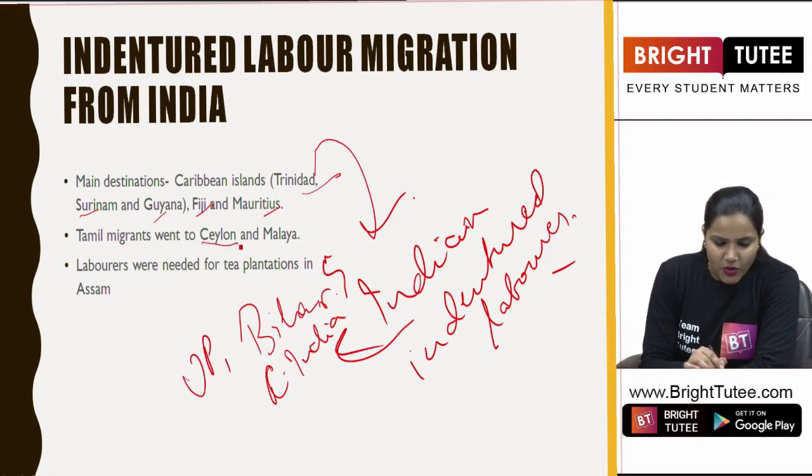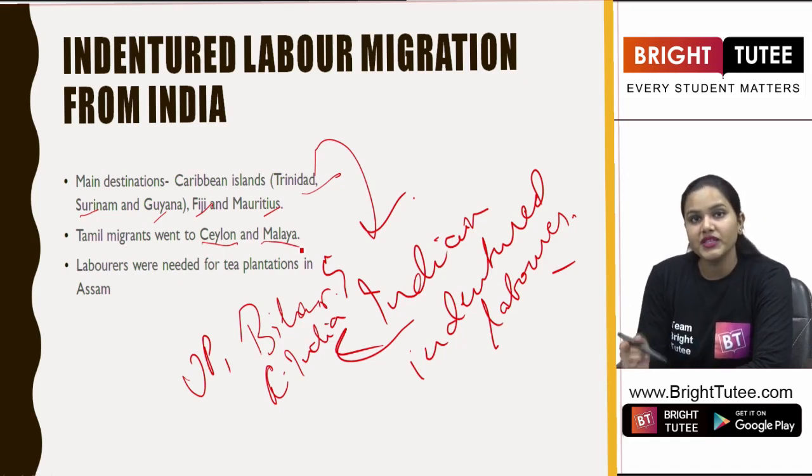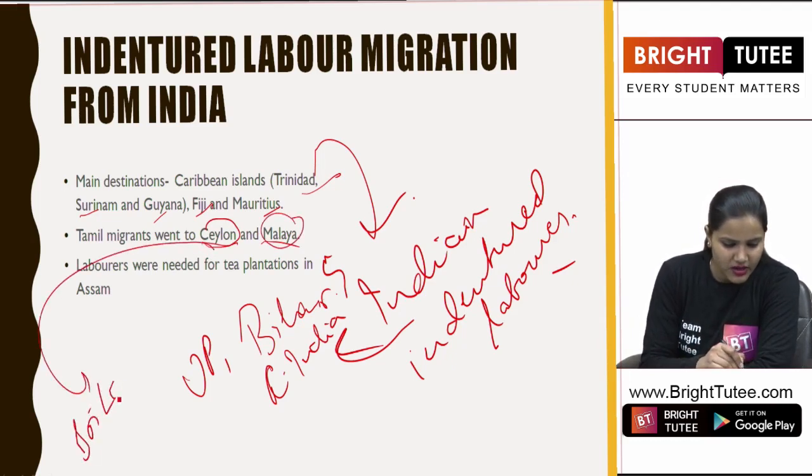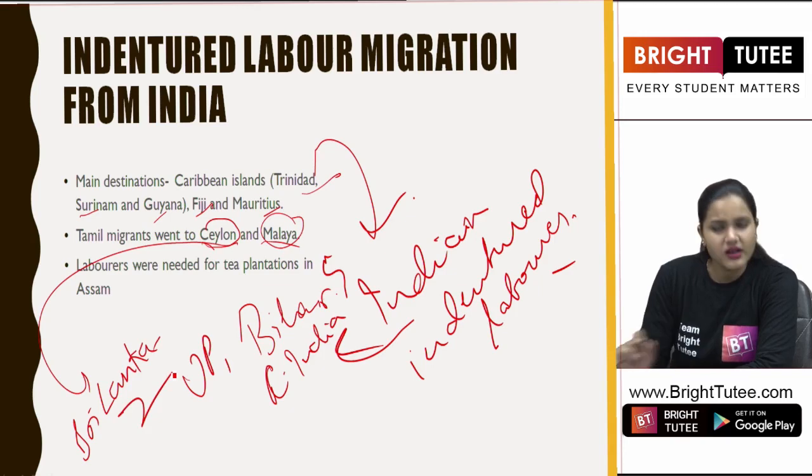Tamil migrants went to Ceylon and Malaya. So the laborers from Tamil regions went to Ceylon and Malaya. Ceylon, the name for Sri Lanka, present day Sri Lanka, okay.